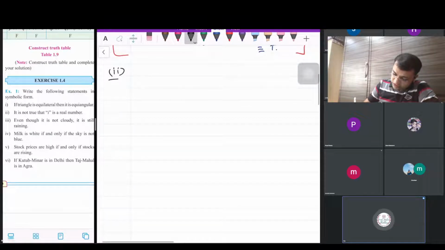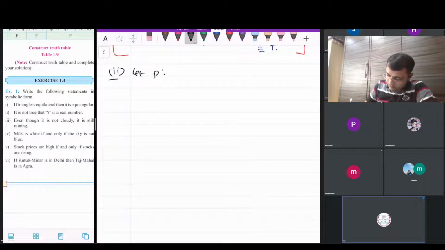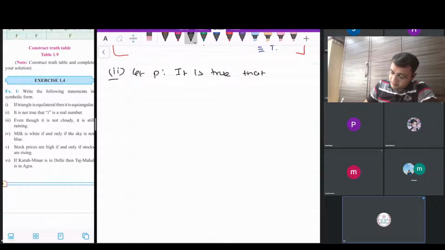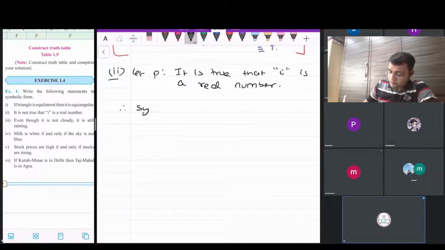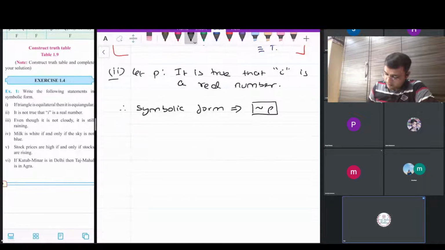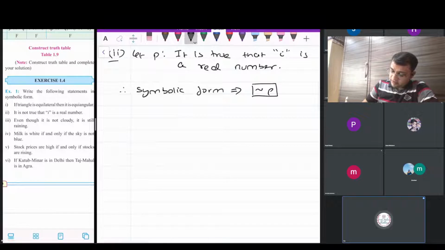So I will write over here, let P denote it is true that i is a real number, therefore the required symbolic form is nothing but negation of P. Number 2. Let us see the number 3 question.